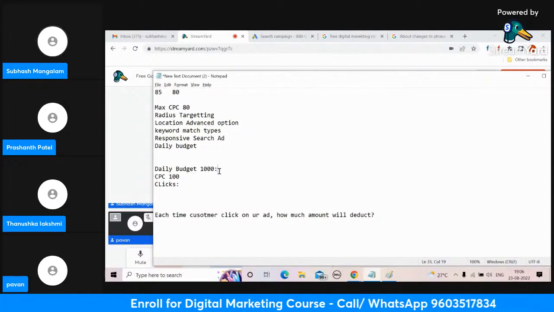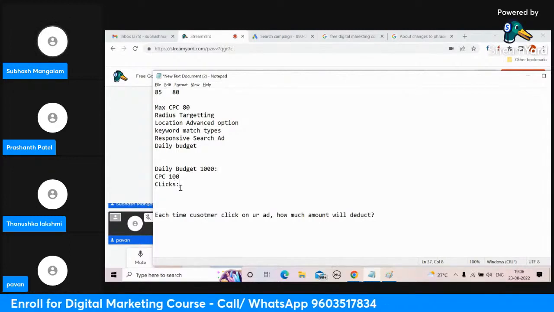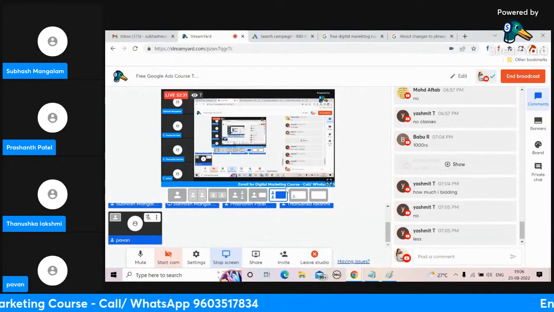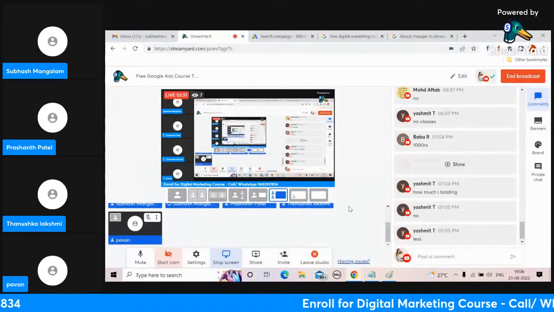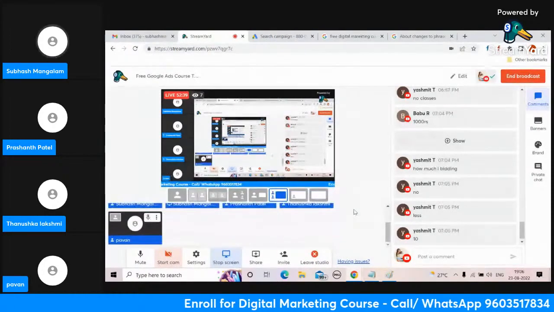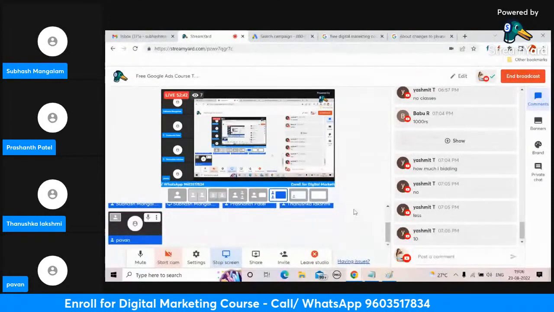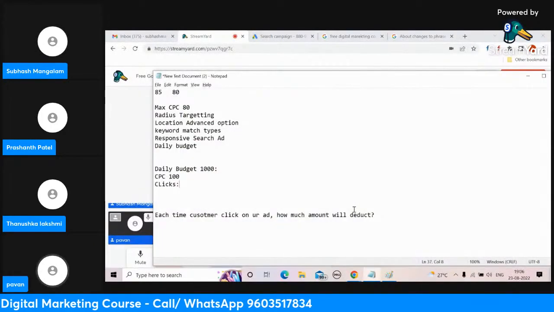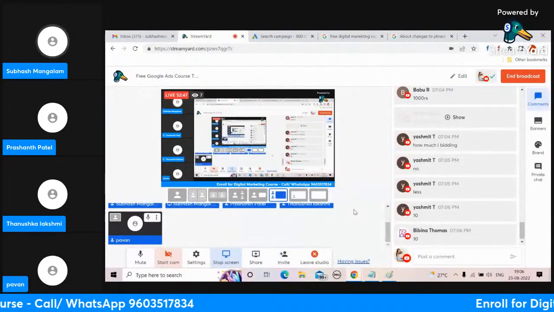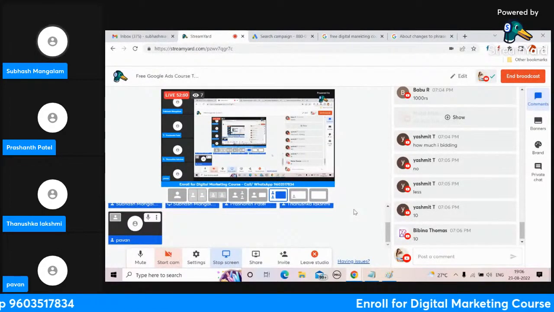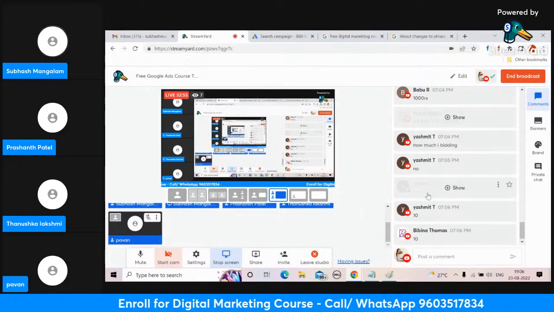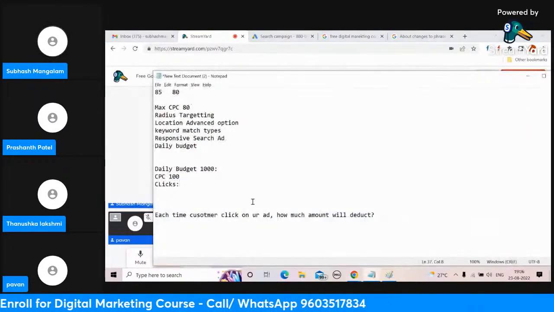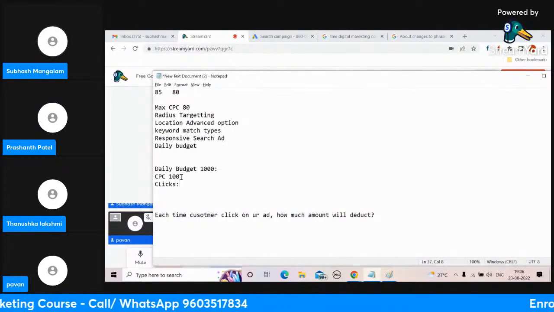Your daily budget is 1,000. Your CPC is 100. Maximum how many clicks are possible? Pawan, Prashant. Pawan, I think you are poor in maths. It's okay, guys. Most of my students don't have maths skills. It's okay, but minimum you should have. See, your daily budget is 1,000, CPC is 100, 1,000 by 100. So 10 clicks are possible.